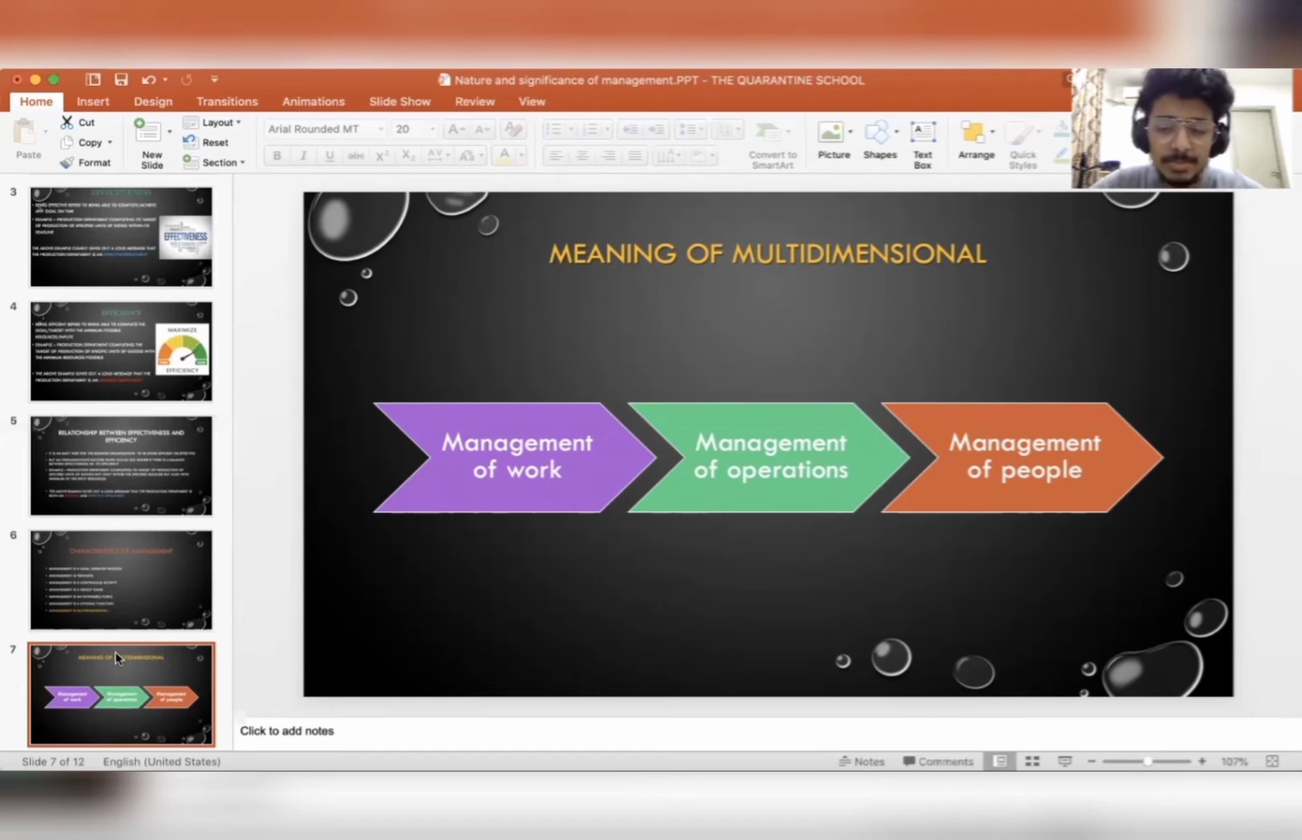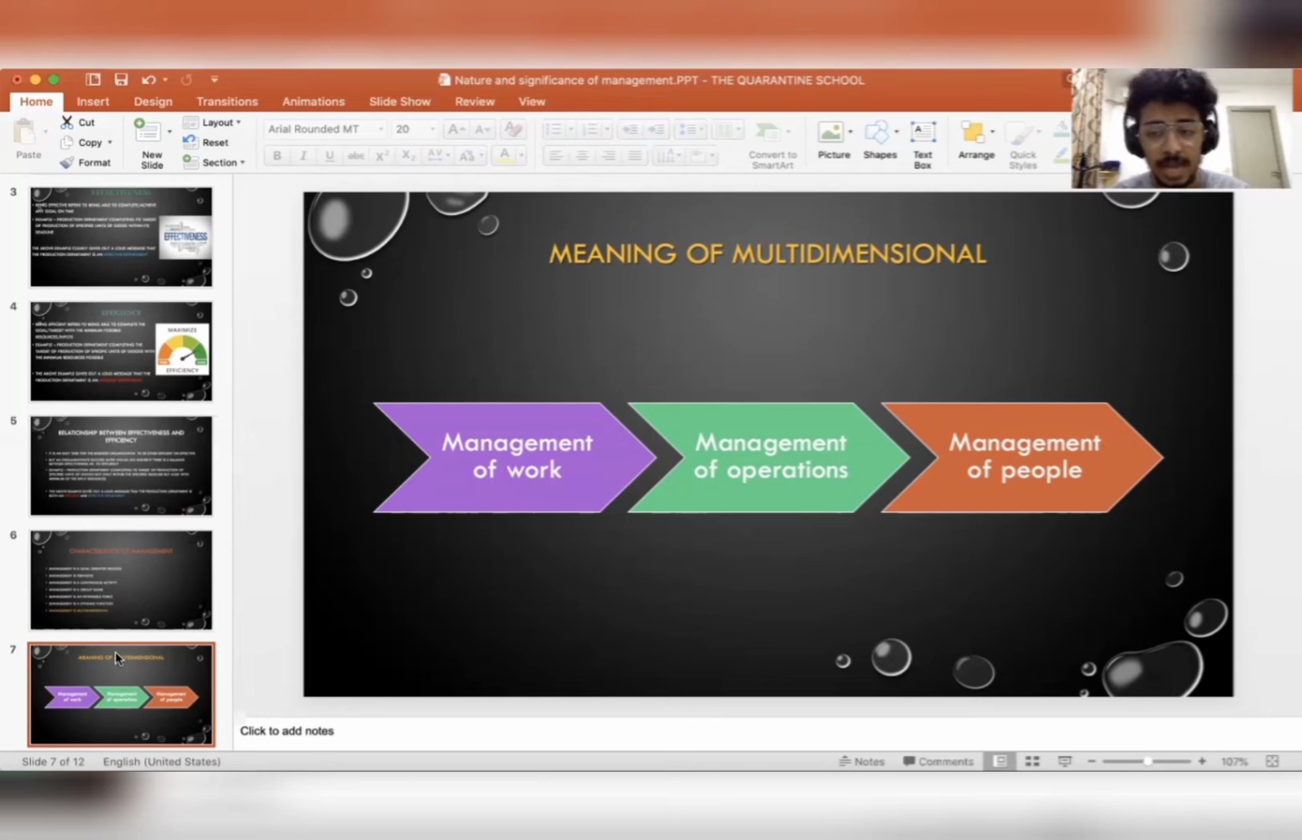Second, management of operations. Every business organization is established for the purpose of accomplishing some operations. Let us take it in layman language: conversion of inputs into outputs is called operations. So management has to take care of this also.